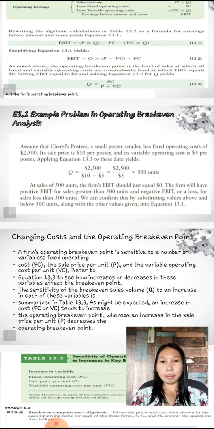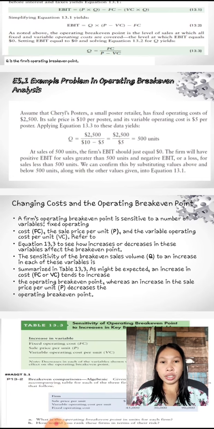In example problem 13.1 in operating break-even analysis, assume that Cheryl Posters, a small poster retailer, has fixed operating costs of $2,500. Its sales price is $10 per poster, and its variable operating cost is $5 per poster. Applying equation 13.3 to this data yields Q is equal to $2,500 divided by ($10 minus $5), which is $2,500 divided by $5, equals 500 units.